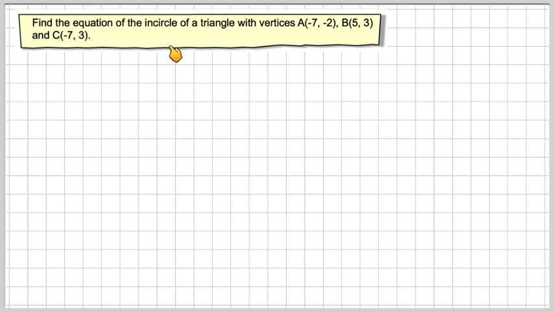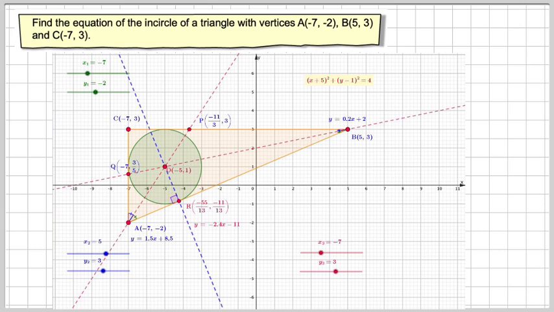It says find the equation of the incircle of a triangle with the vertices A (-7, -2), B (5, 3), and C (-7, 3). Now, if we draw the diagram, these are the vertices of the triangle, and this is the incircle. We're going to need to find two things: one, the centre of the circle, and two, the radius. I know in this question I could find the radius quite easily by doing this one, but it's a bit more challenging to find the radius using this one.